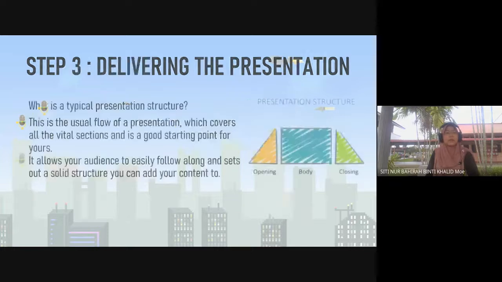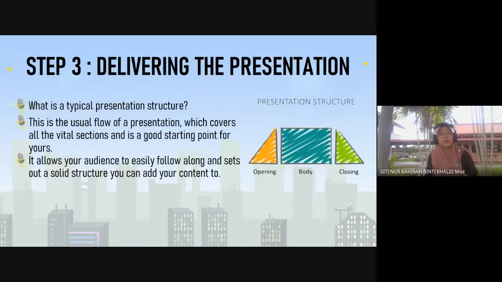So next, let's look at the third step. The third step is delivering the presentation. So when you're trying to deliver the presentation, what should you think of? So you have to think of the presentation structure. So like when we write a speech, you have the structure that you have to follow. So a typical presentation structure looks like this. You need to have an opening, you need to have body, and you need to have the closing or the conclusion. Okay, the usual flow of a presentation covers all the vital sections and is a good starting point for yours. So before you begin, you should consider the structure.